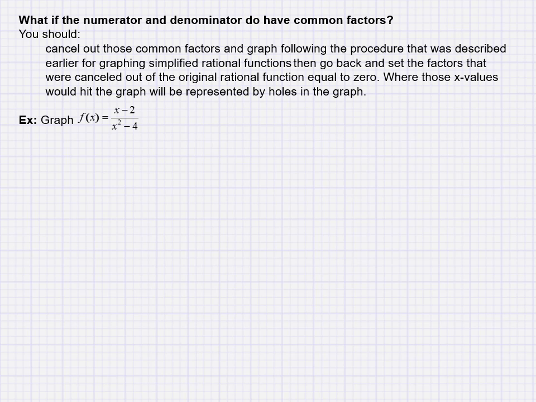So if we look at this function here, I can simplify this function. The numerator is x minus 2. Fine. But the denominator is x minus 2 times x plus 2. So I can cancel this x minus 2 and this x minus 2, leaving me with 1 over x plus 2.